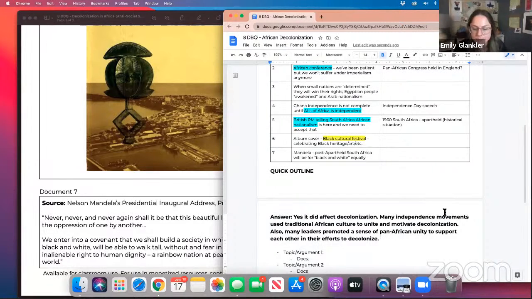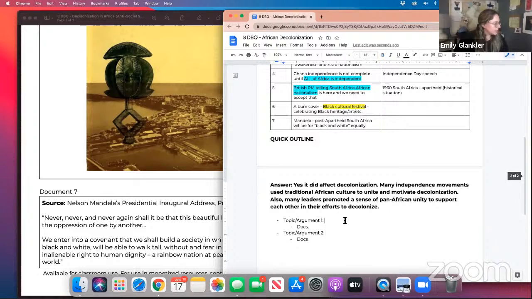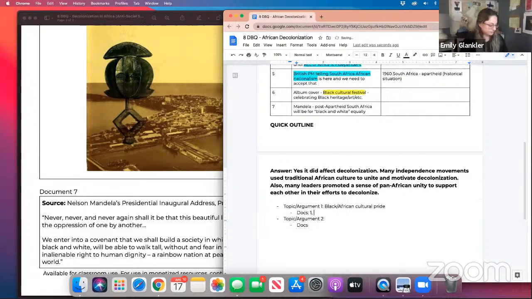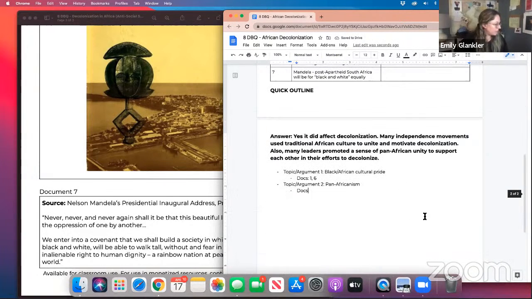I'm curious, right? So yeah, Cami, you're saying you put 3 and 7 into a group. Yeah, I mean, we can figure out what to do with 3 and 7 later. So you ideally don't want to group documents just because they're a similar type of document. You want to focus more on what they're saying. But to me, what I'm seeing here is Black African cultural pride is one topic, and within that, I'm going to talk about documents 1 and 6. Down here is basically Pan-Africanism, and I'm going to talk about documents 2, 4, and 5.